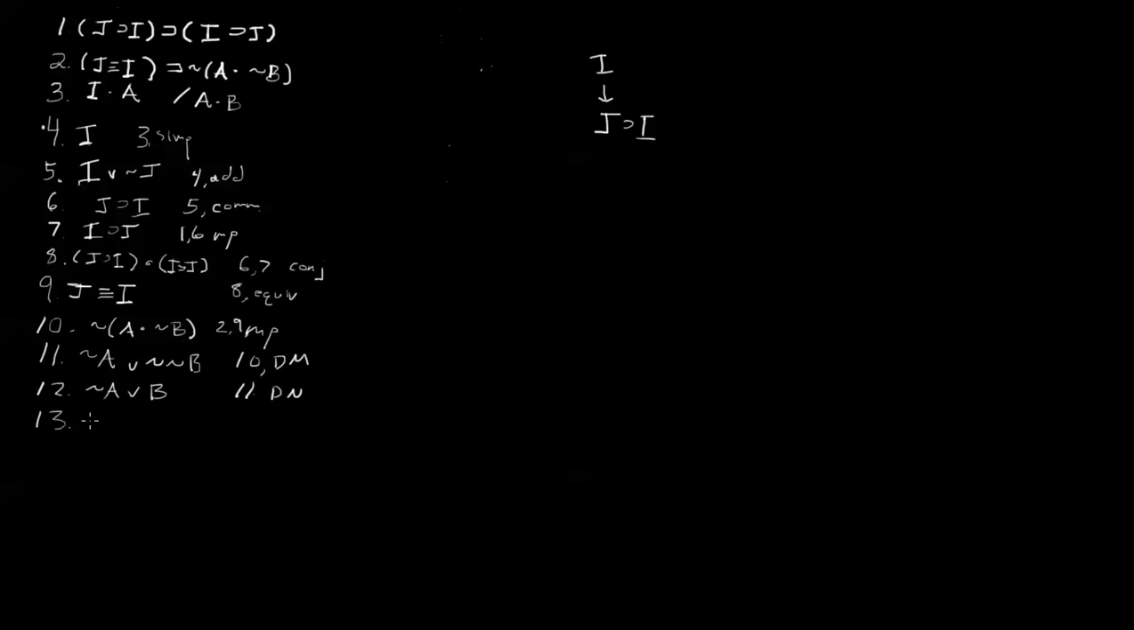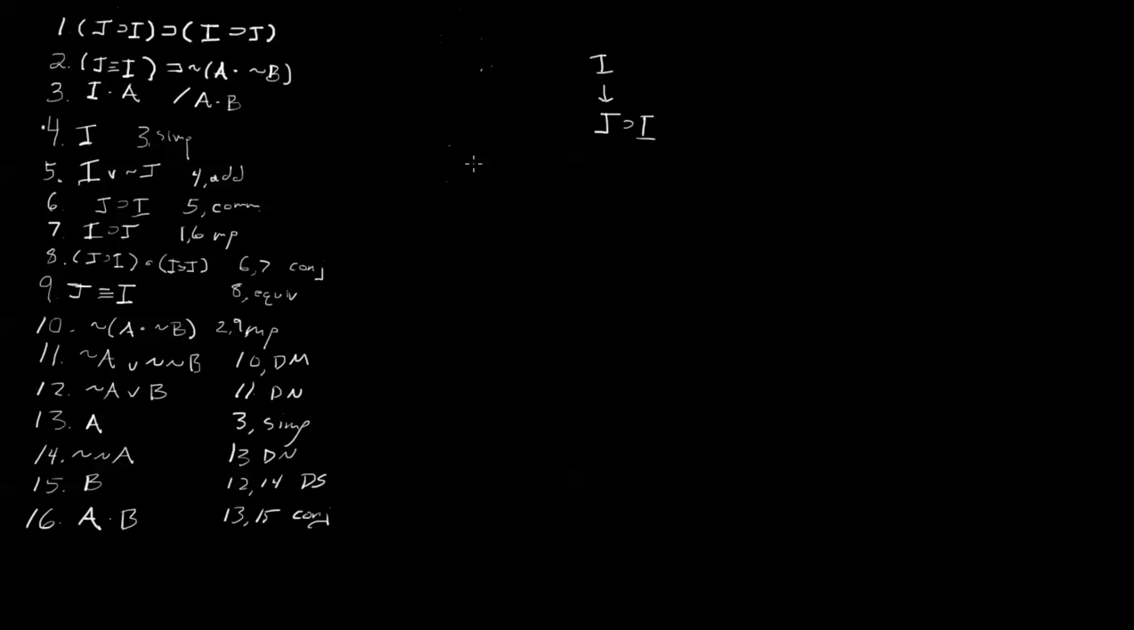13, we're going to go back to premise 3 and simplify the A. So that is 3 simplification. 14, we'll do double negation there on 13 DN. And then we can use disjunctive syllogism on 12 and 14. So that's 12, 14 DS. And then conjunction 13 and 15. And there you go. There's your conclusion.